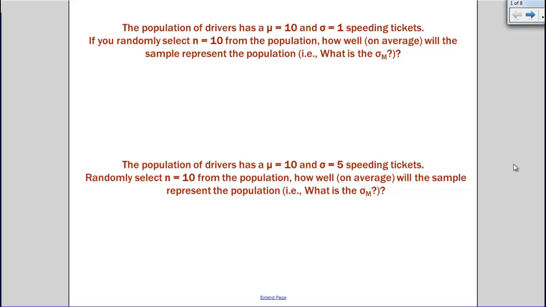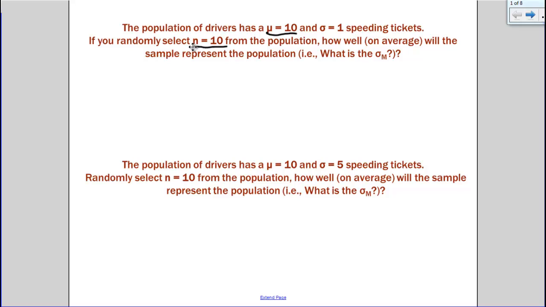All right, moving on. So if you randomly select 10 drivers from the population, how well on average would you expect the sample to represent the population? Or in other words, how far away would you expect the sample mean to be from the population mean just due to random chance? Both of those statements are asking you, what is the standard error? Because that's precisely what the standard error tells you. It tells you the expected difference between any given sample mean of a specific sample size from the population mean.